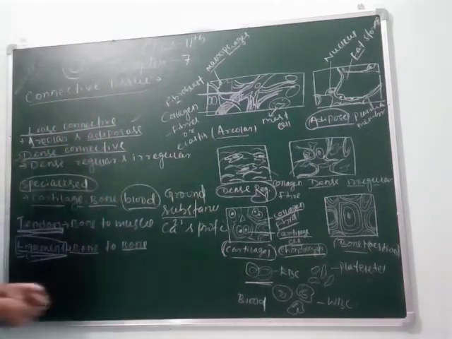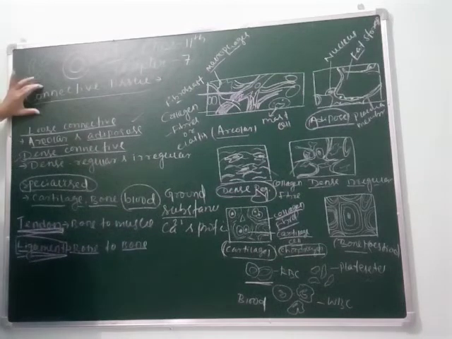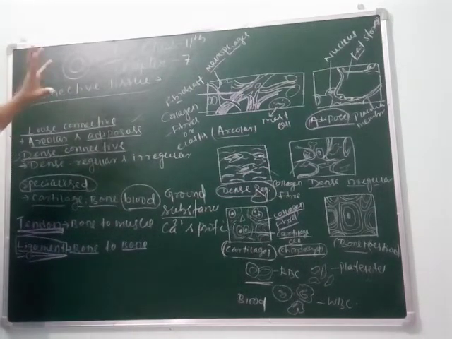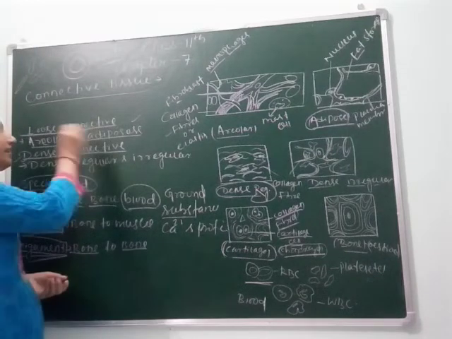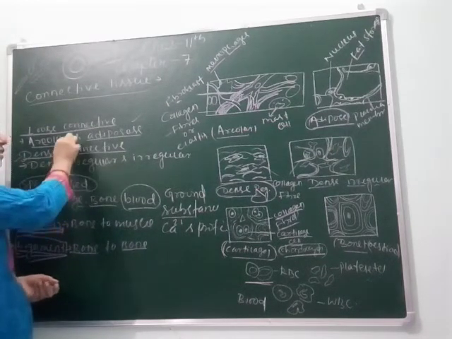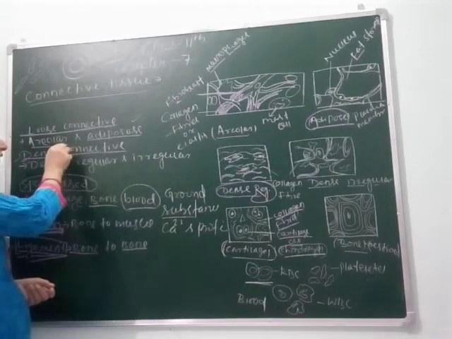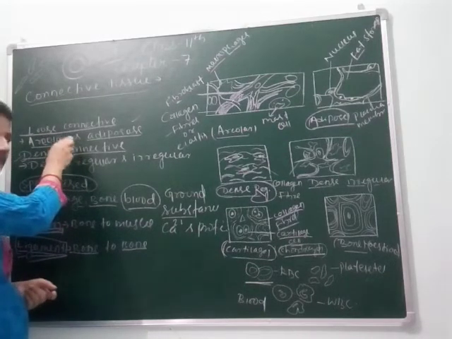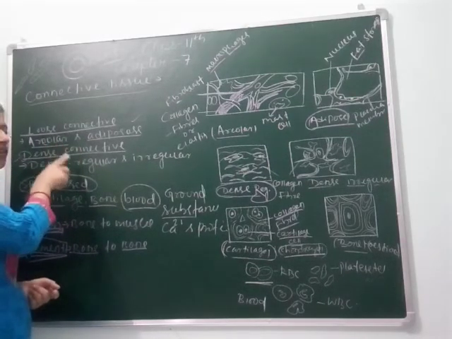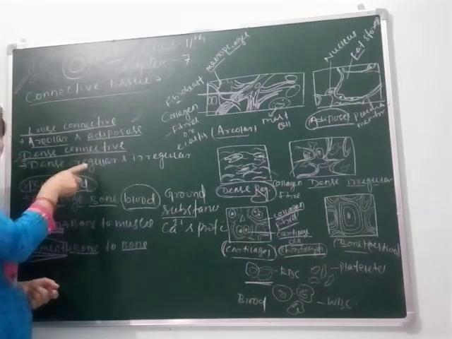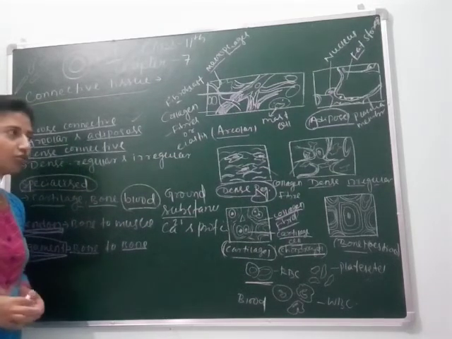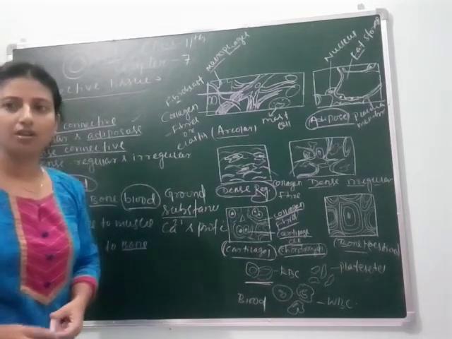So students, when you read the chapter, you can make a flowchart and arrange these tissues. Then you can give the examples of each and every tissue and where it is present. What is the function of all these tissues? Clear, students? So for today this is all about your connective tissue.